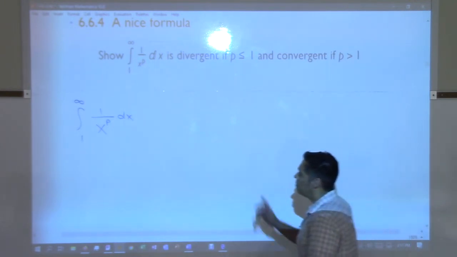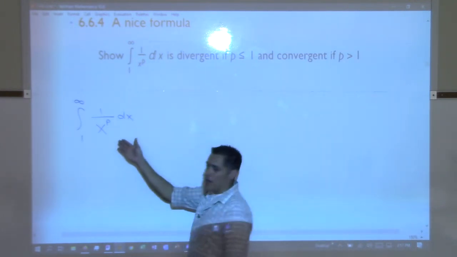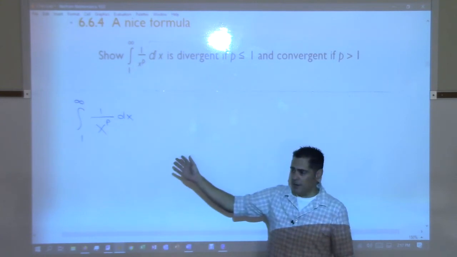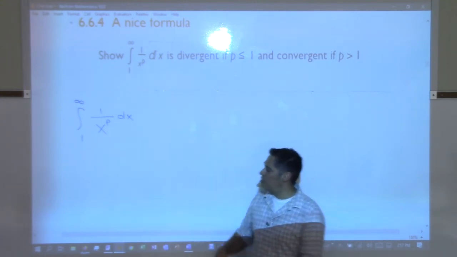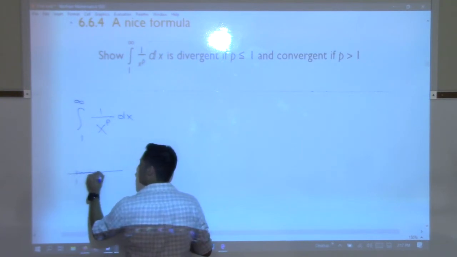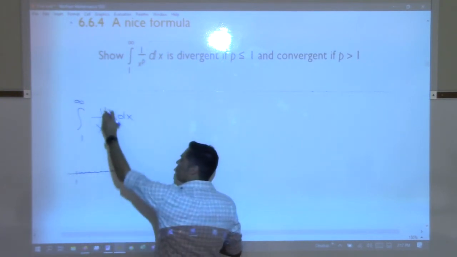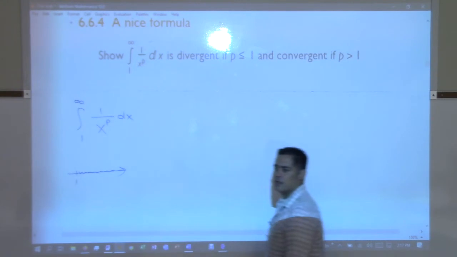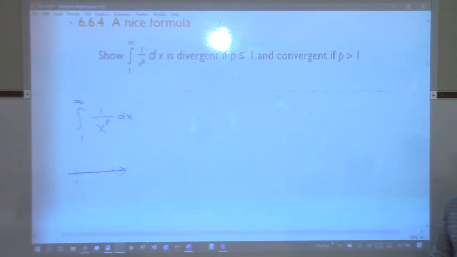All right, so let's first talk. This is a type 1, isn't it? This is type 1. Do we have any issues on the interval 1 to infinity? Do we have any issues with the function itself on this interval? Is there anywhere where this function is not defined? No. Only at 0, right? And that 0 is not in there? So this is type 1.